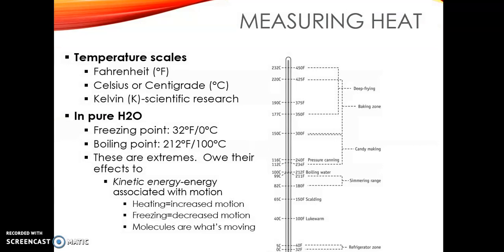So moving on to how we measure heat. Heat is measured with Fahrenheit or Celsius or centigrade or the Kelvin scale, which is mostly used only in scientific research. So for water, I'm going to review these points because we already talked about them last chapter, but they're really important, maybe a test question. Freezing point is 32 degrees Fahrenheit or 0 degrees Celsius, and boiling point is 212 degrees Fahrenheit or 100 degrees Celsius.